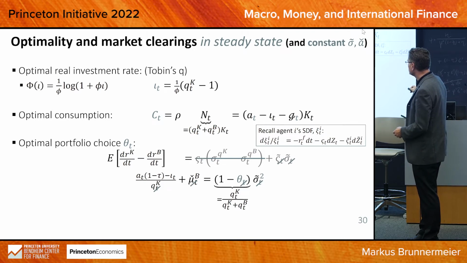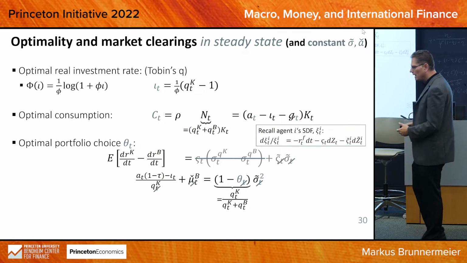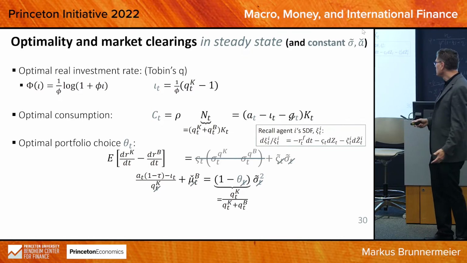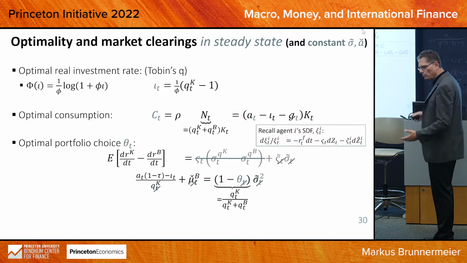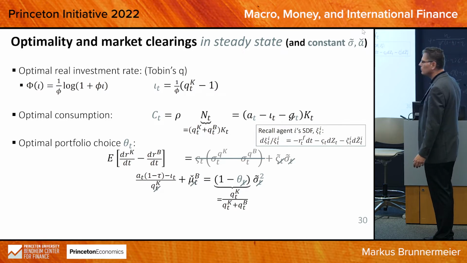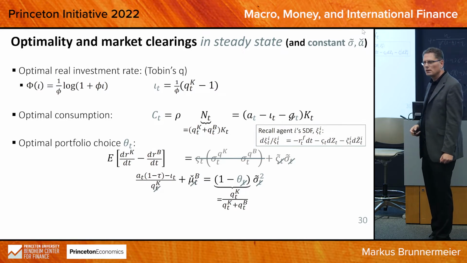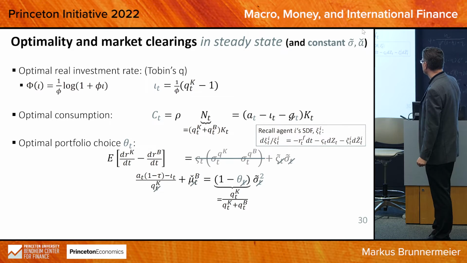So the total consumption demand is just rho times the total net worth in the economy. And how many apples do we consume? We have produced A times K, but iota times K we plant in the ground for new trees, and G times K, that's what the government consumes. Okay, so that's our goods market clearing condition.